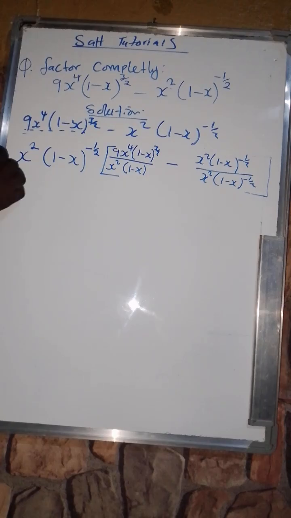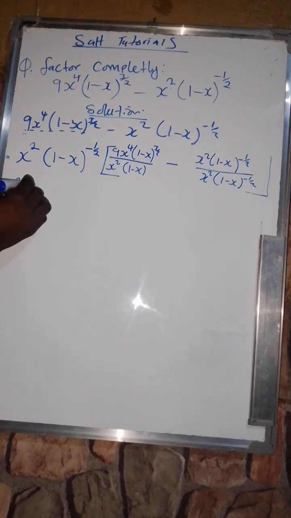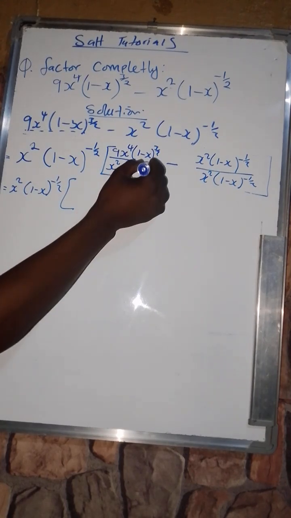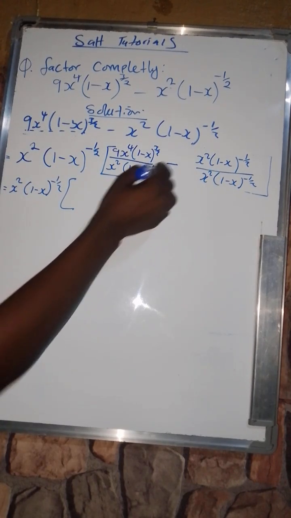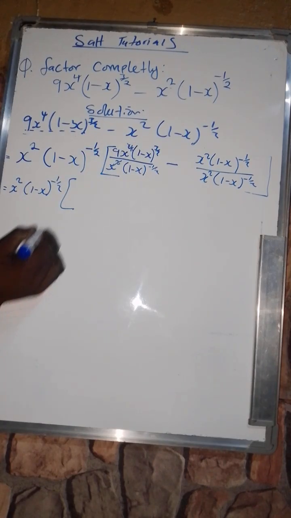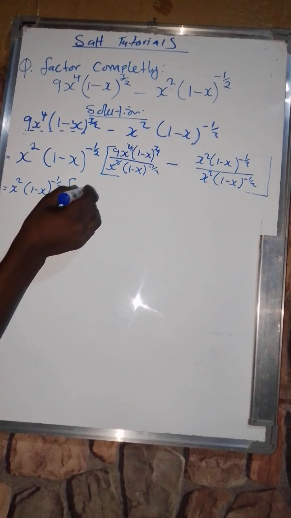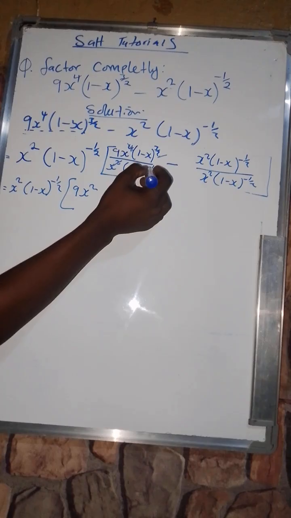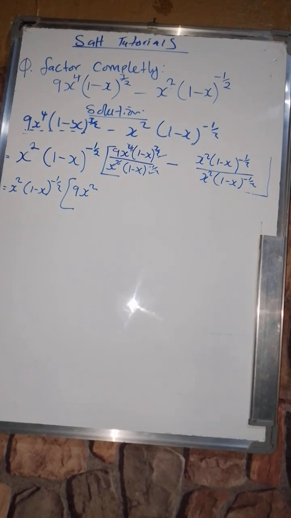Now let's simplify. So outside I still have x squared, 1 minus x power negative 1 over 2, open bracket. Let's start cancelling out common things. So x squared will go with x squared there, will remain with 9x squared. Now the concept is me dividing these two guys. How do I divide these two guys?